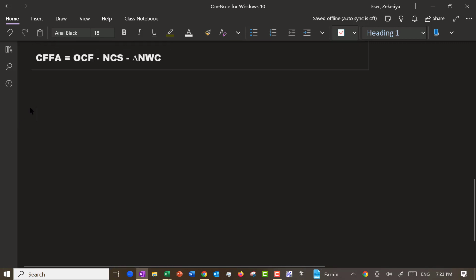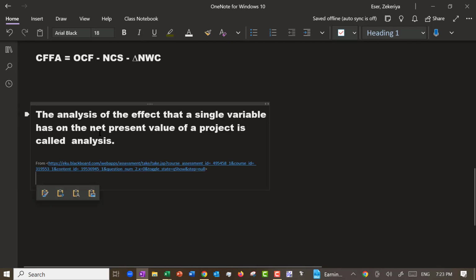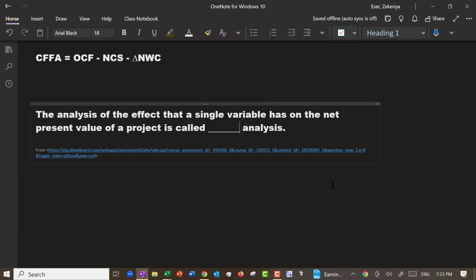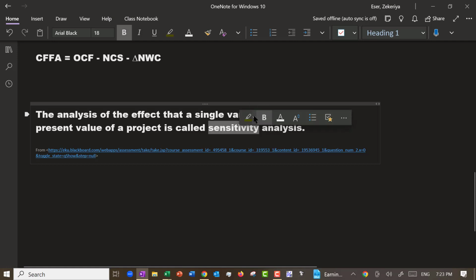Now, after we're done calculating cash flows and getting something like NPV, we do some type of analyses. One of them is called the sensitivity analysis. As you know, there are many inputs in a project. If you change only one of those, keeping everyone else the same, and figure out what's the effect, it's called sensitivity analysis.